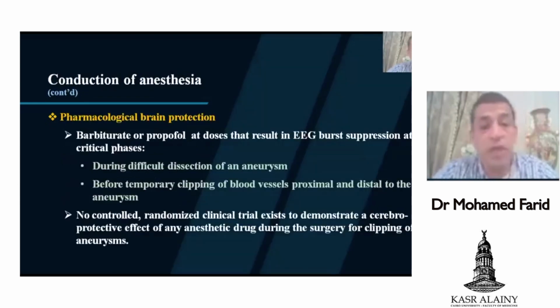Pharmacological brain protection. Barbiturate or propofol at the dose that results in EEG burst suppression in some periods of the surgery, during difficult dissection of the aneurysm, before temporary clipping of the blood vessel proximal and distal to the aneurysm. However, no controlled randomized clinical trials exist to demonstrate a cerebral protective effect of anesthetic drugs during the surgery for clipping of the aneurysm.